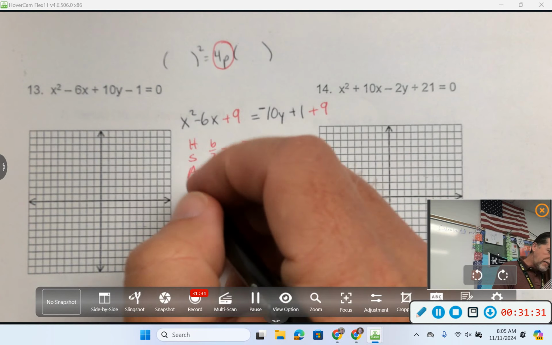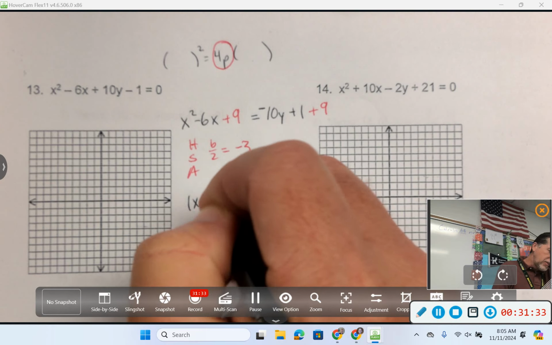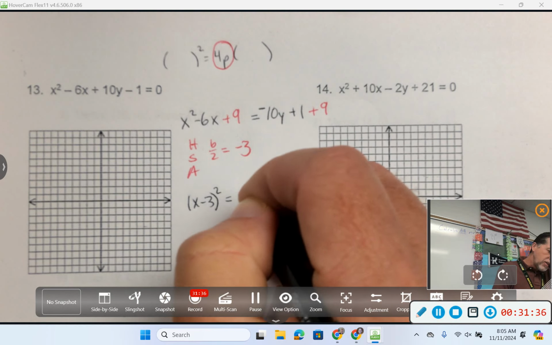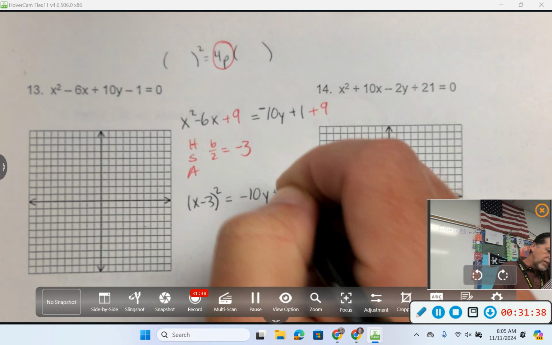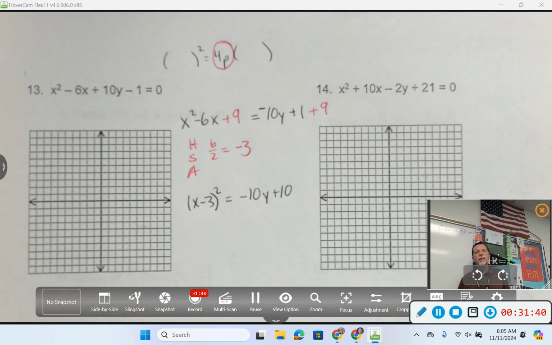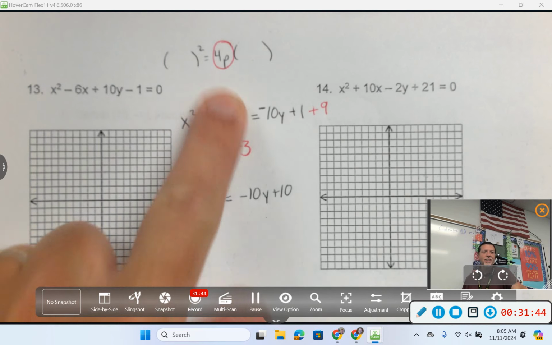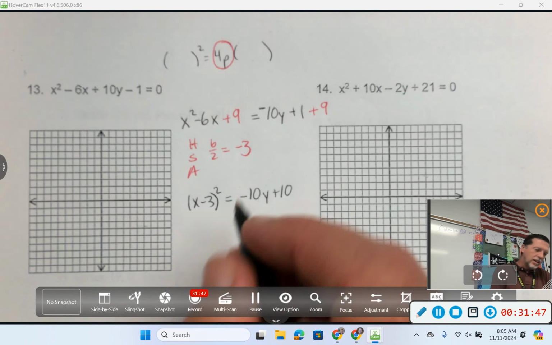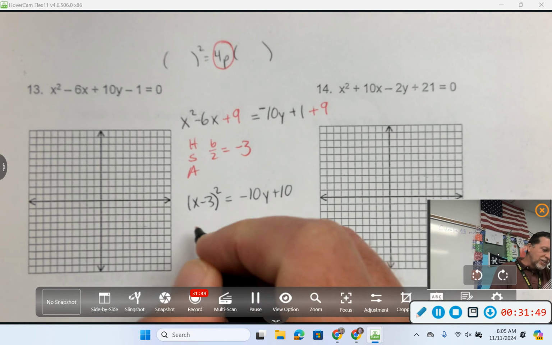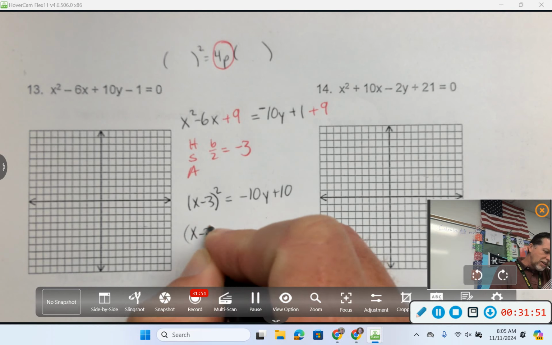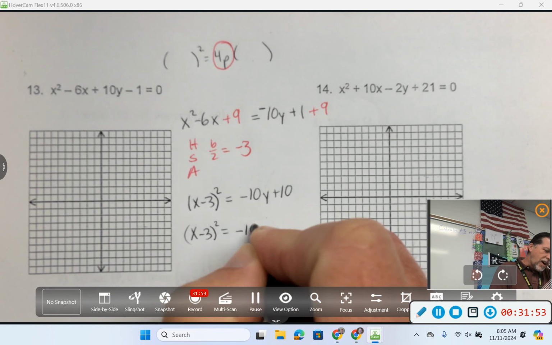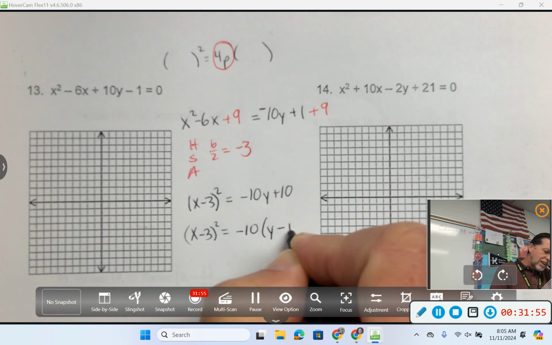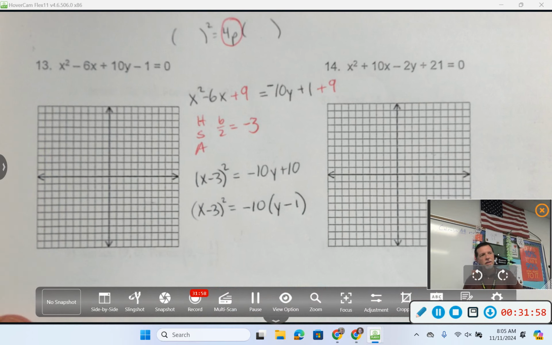Okay, so on the left, x minus 3 squared. On the right, negative 10y plus 10. Or better yet, because I know I need something factored out, I need the 4p thing out front. So it's not really wrong, it just doesn't look like it's in the right form yet. So let's factor out that negative 10, and that leaves y minus 1. I know we still have to graph. And then 4p. And then now we get to do all the other things.